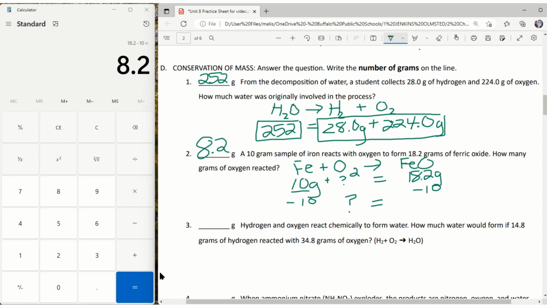All right, hydrogen and oxygen react chemically to form water, and here the formula is written. How much water would form if 14.8 grams of hydrogen reacted with 34.8 grams of oxygen? Remember, mass of the reactants has to equal the mass of the products. So I find the mass of the reactants by adding those two together. 14.8 plus 34.8 equals 49.6 grams over here. So that side also has to have 49.6.